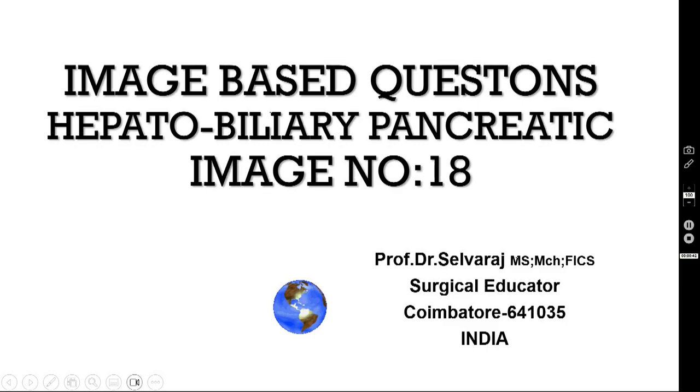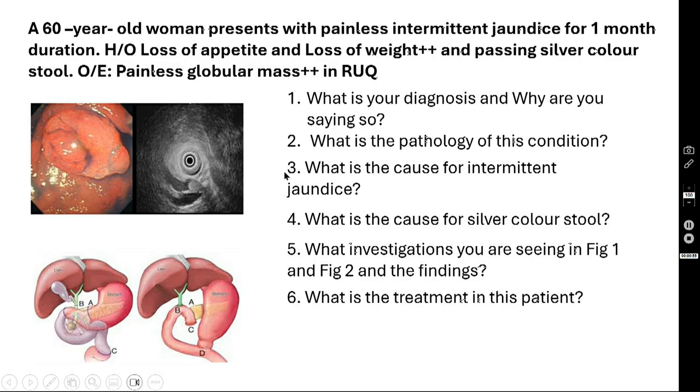In this video, I am going to discuss one more image based question from hepatobiliary and pancreatic pathology, and this is image number 18. Our patient is a 60-year-old woman presenting with painless intermittent jaundice of 1 month duration. The history of loss of appetite and loss of weight are both present, and the patient is passing silver color stool. On examination, there is a painless globular mass palpable in the right upper quadrant.